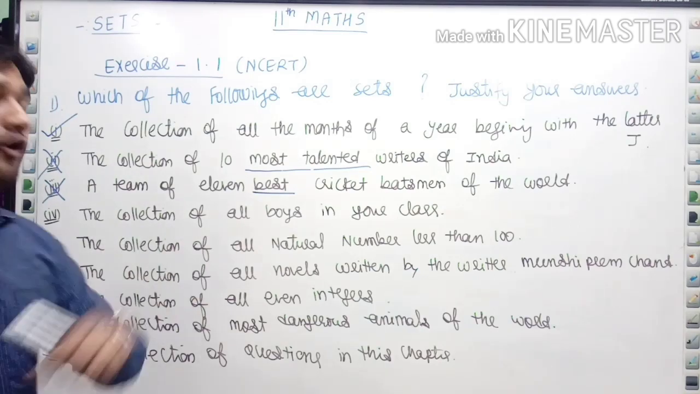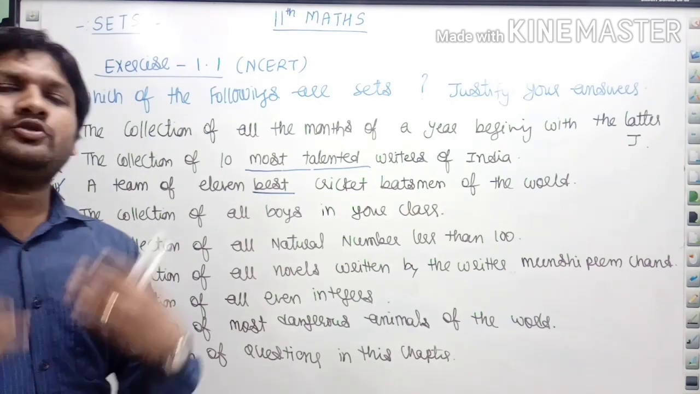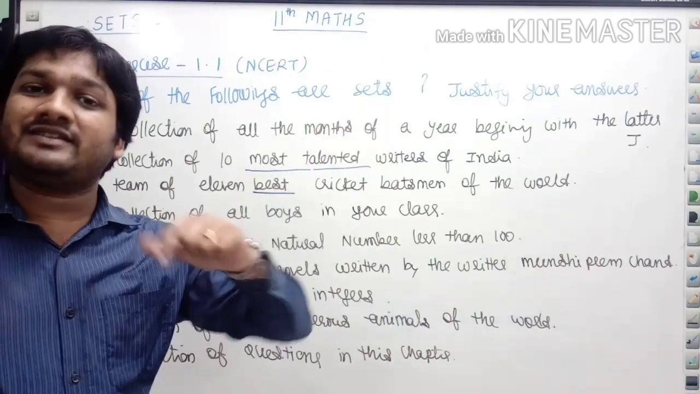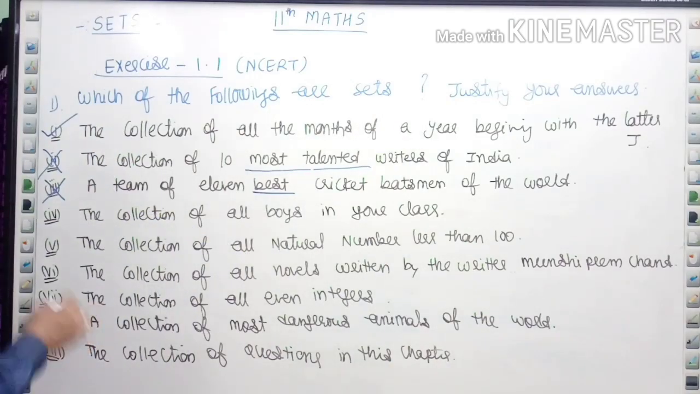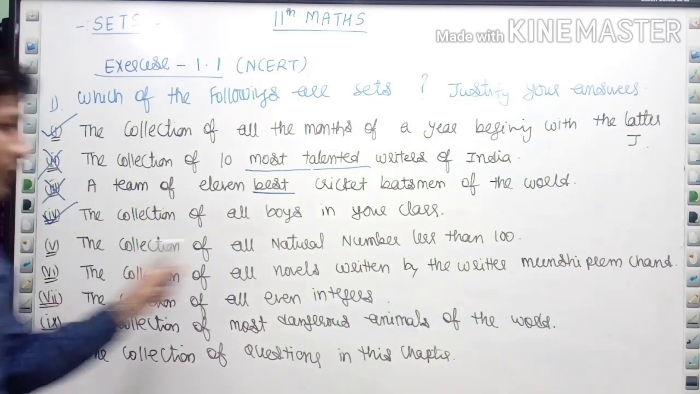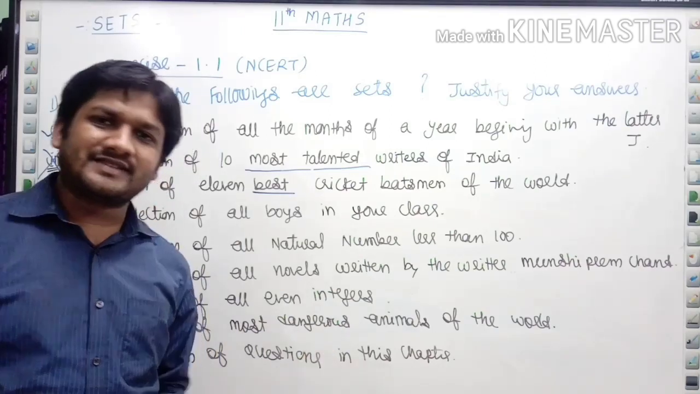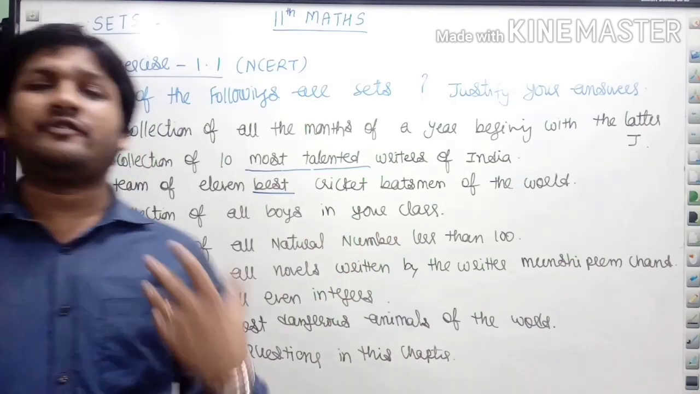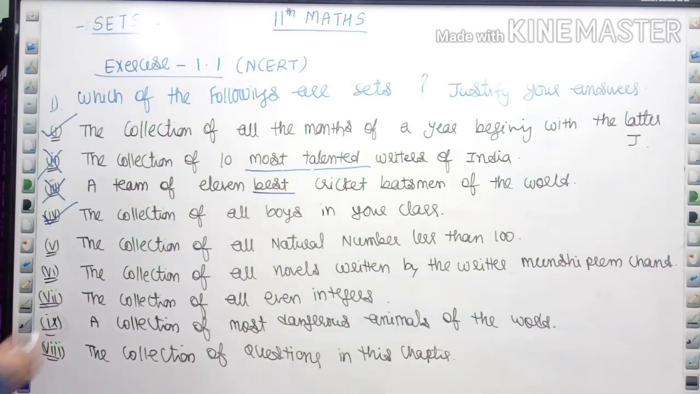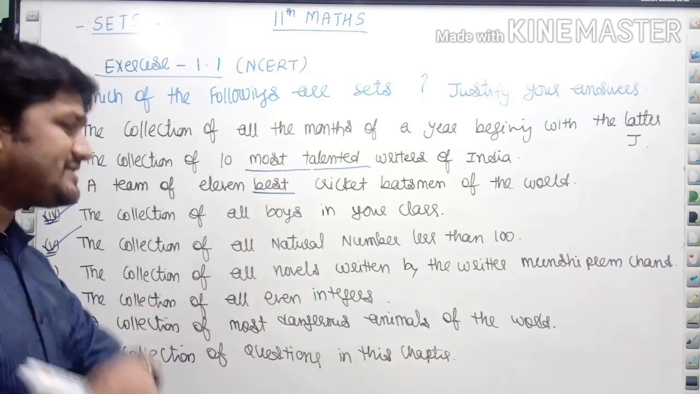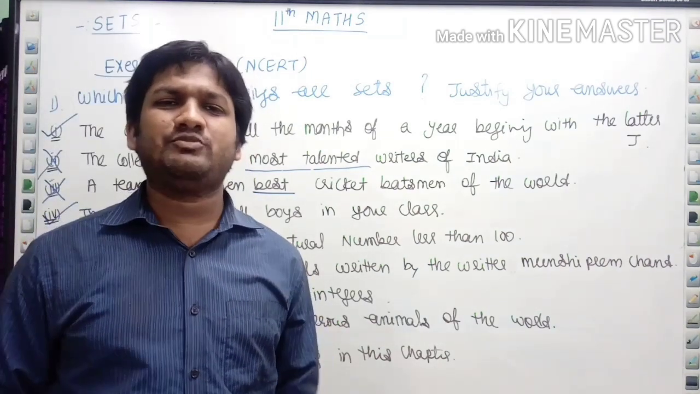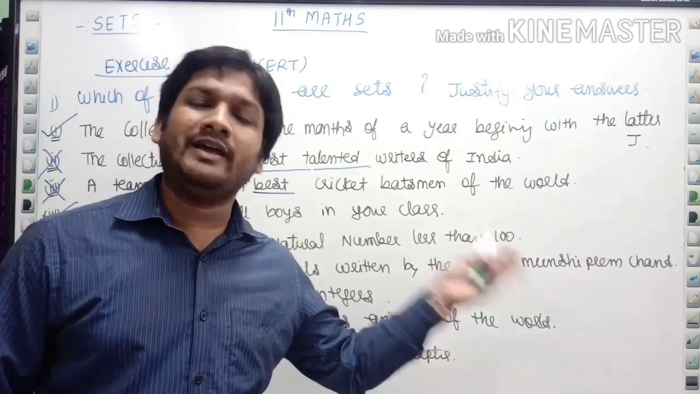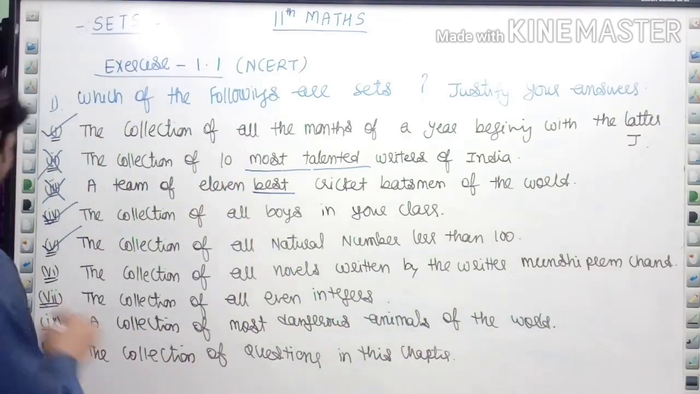Next is a collection of all boys in your class. Yes, in your class you will be having some boys. So you can easily tell this boy belongs to my class and he does not belong to my class. So you can say it is a set. The collection of all natural numbers less than 100. Yes, it is a set, because if you tell me a number like 1000, I can say it does not belong to the set. Give me a number 57, I can easily say it belongs. The collection of all novels written by Munshi Premchand. Yes, obviously, whichever novels Munshi Premchand has written, we can easily say this novel is written by him and this is not written by him. So this is a set.